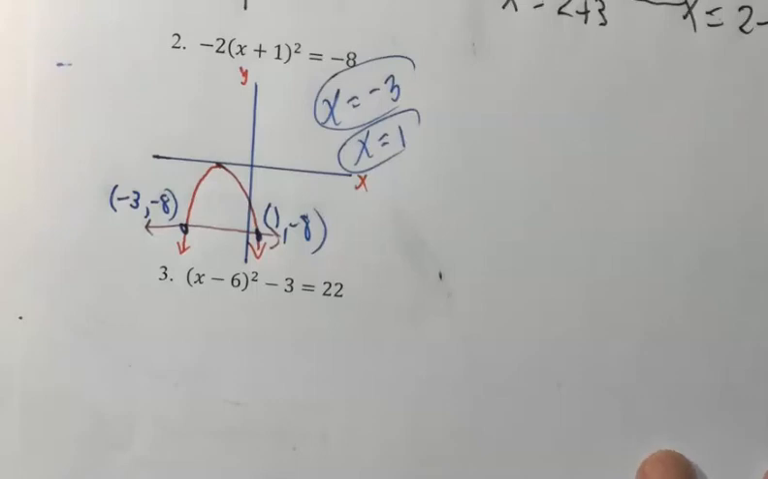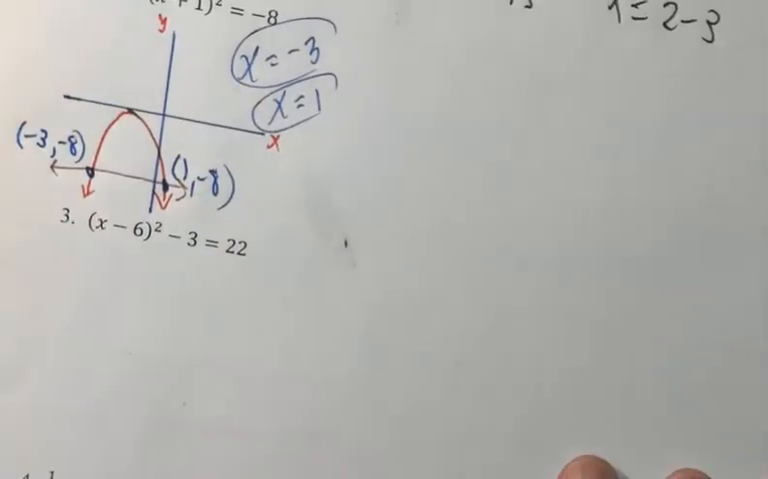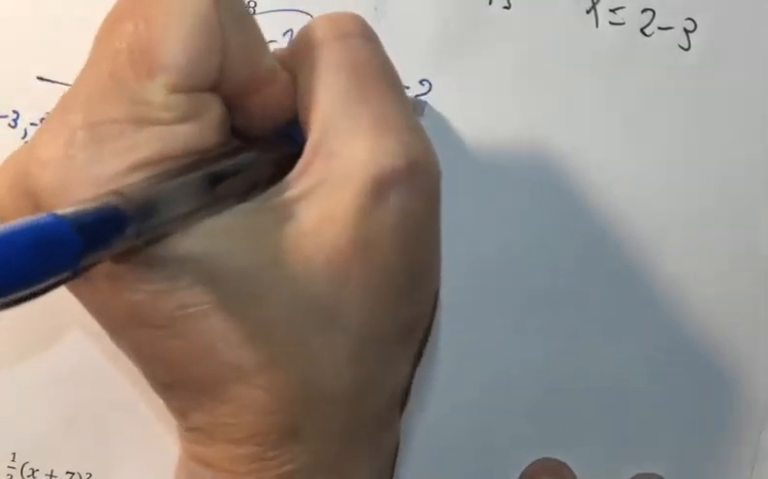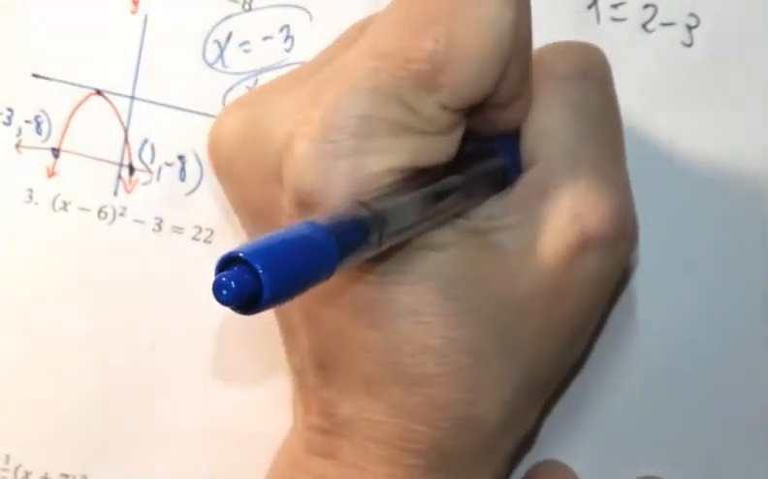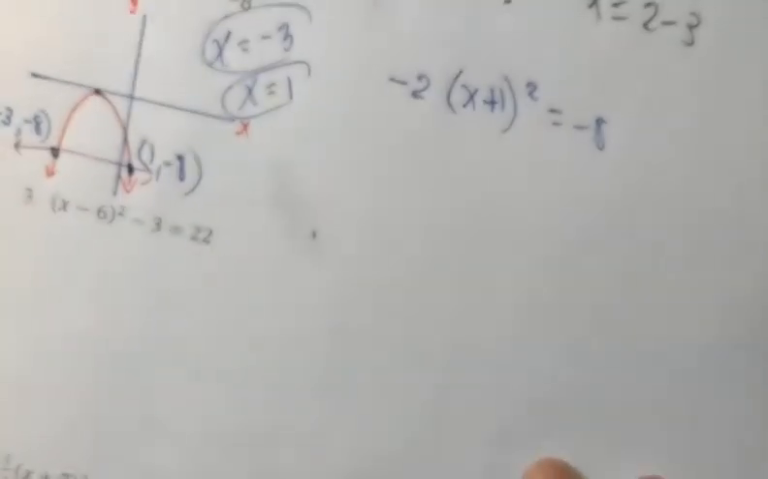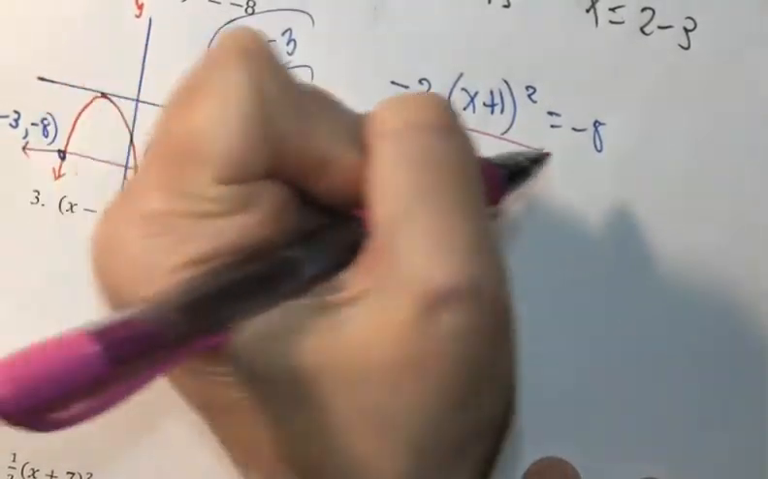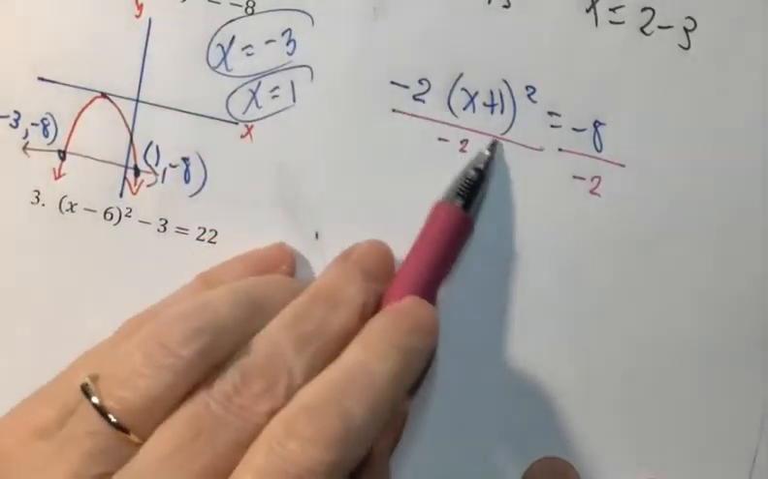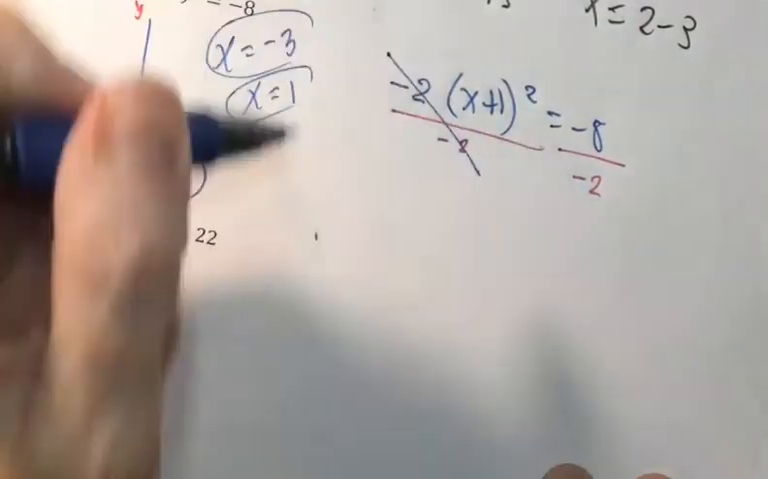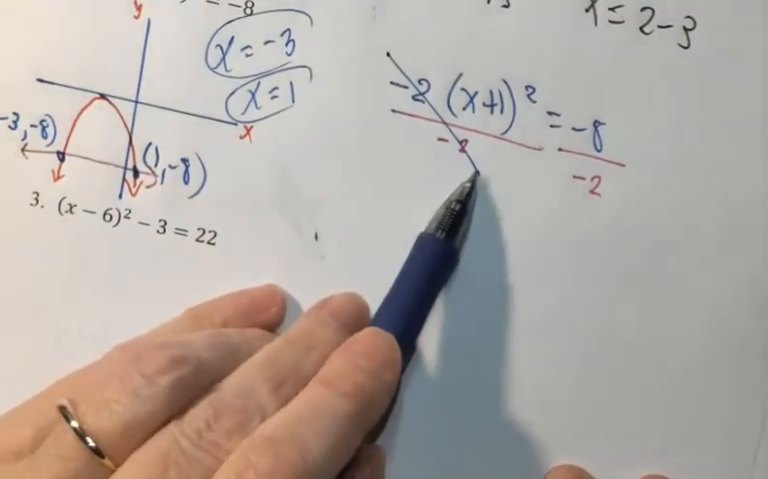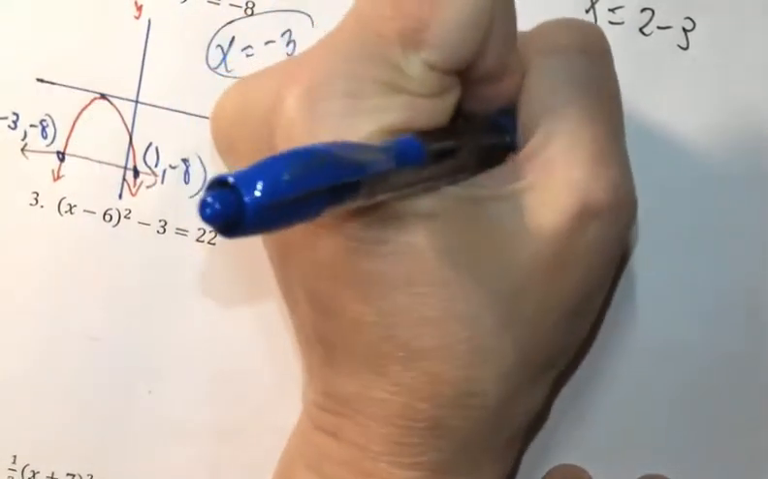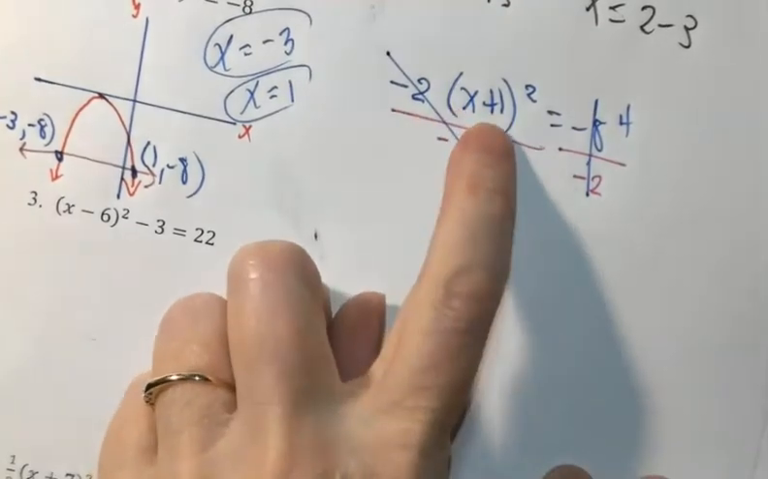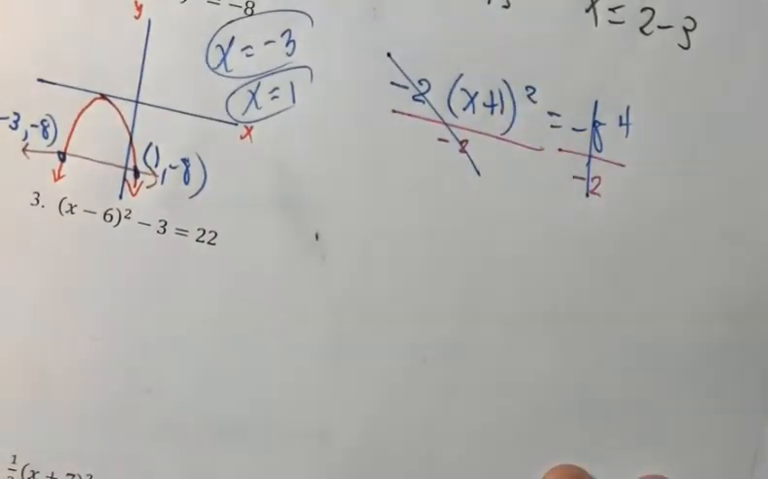So if we divide both sides by the negative 2, so I'm going to write this problem over here so I can do my work on the right side. So negative 2 times x plus 1 squared equals negative 8. If I divide this by the negative 2 and I divide this by the negative 2, these are multiplied together, so I can divide out the common factor negative 2. So that's like a 1. Negative 2 divided by negative 2 is 1. And then over here, I can divide these numbers. So negative 8 divided by negative 2 is 4. So what I'm getting is x plus 1 quantity squared equals 4 for my next step.